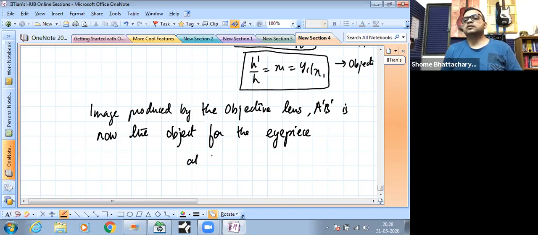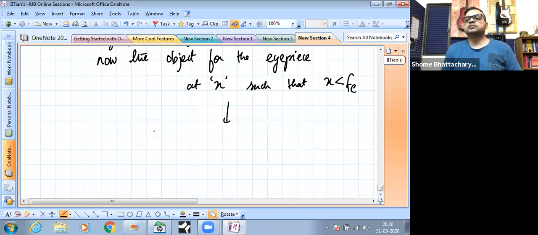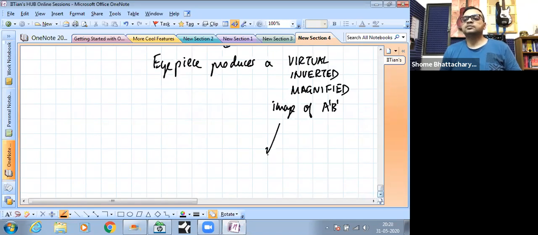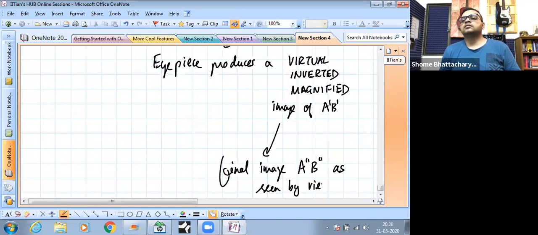Now you adjust it such that x is less than the focal length of the eyepiece. So now the eyepiece produces a virtual, inverted, magnified image of A prime B prime, and that becomes the final image, let's say A double prime B double prime, as seen by the viewer E on the other side.